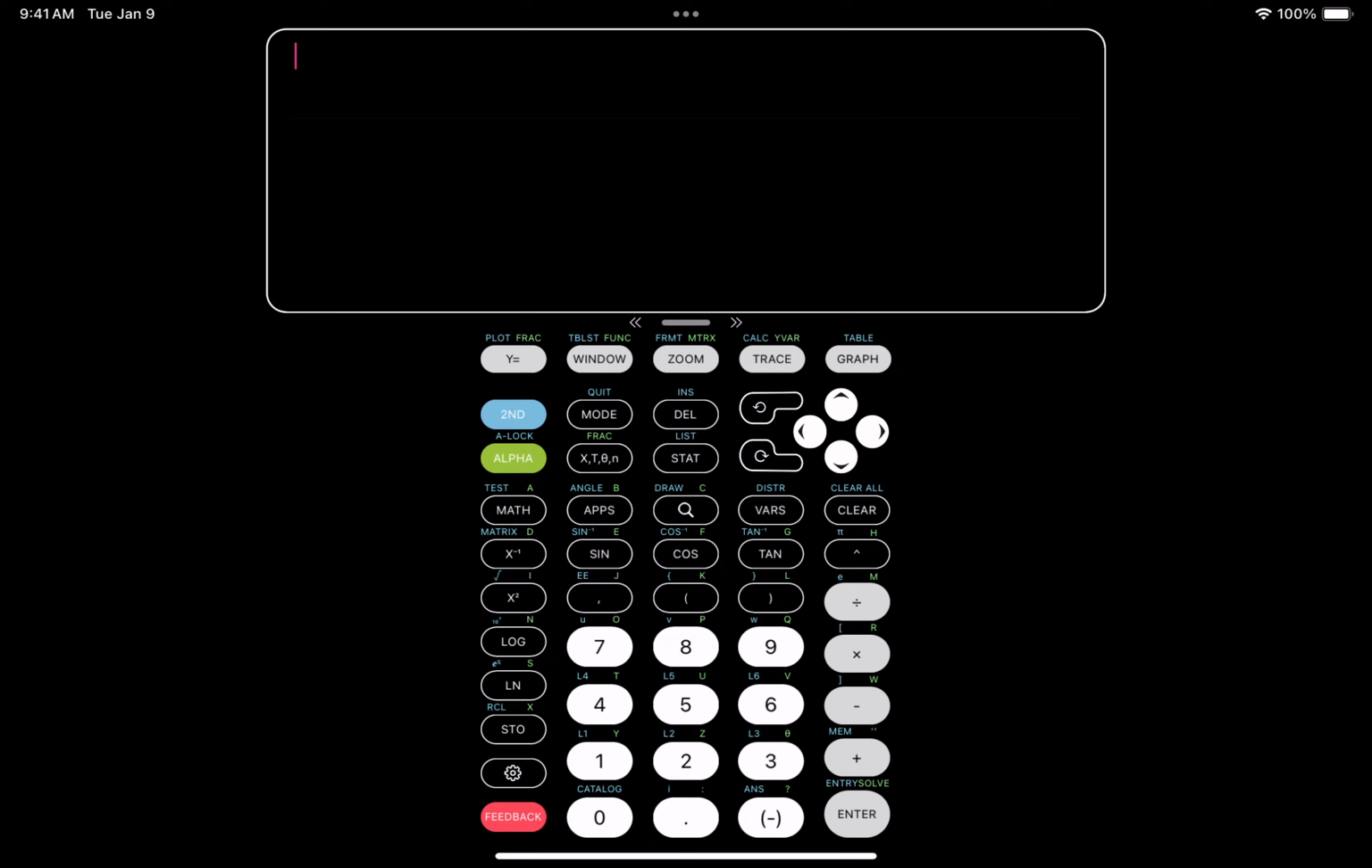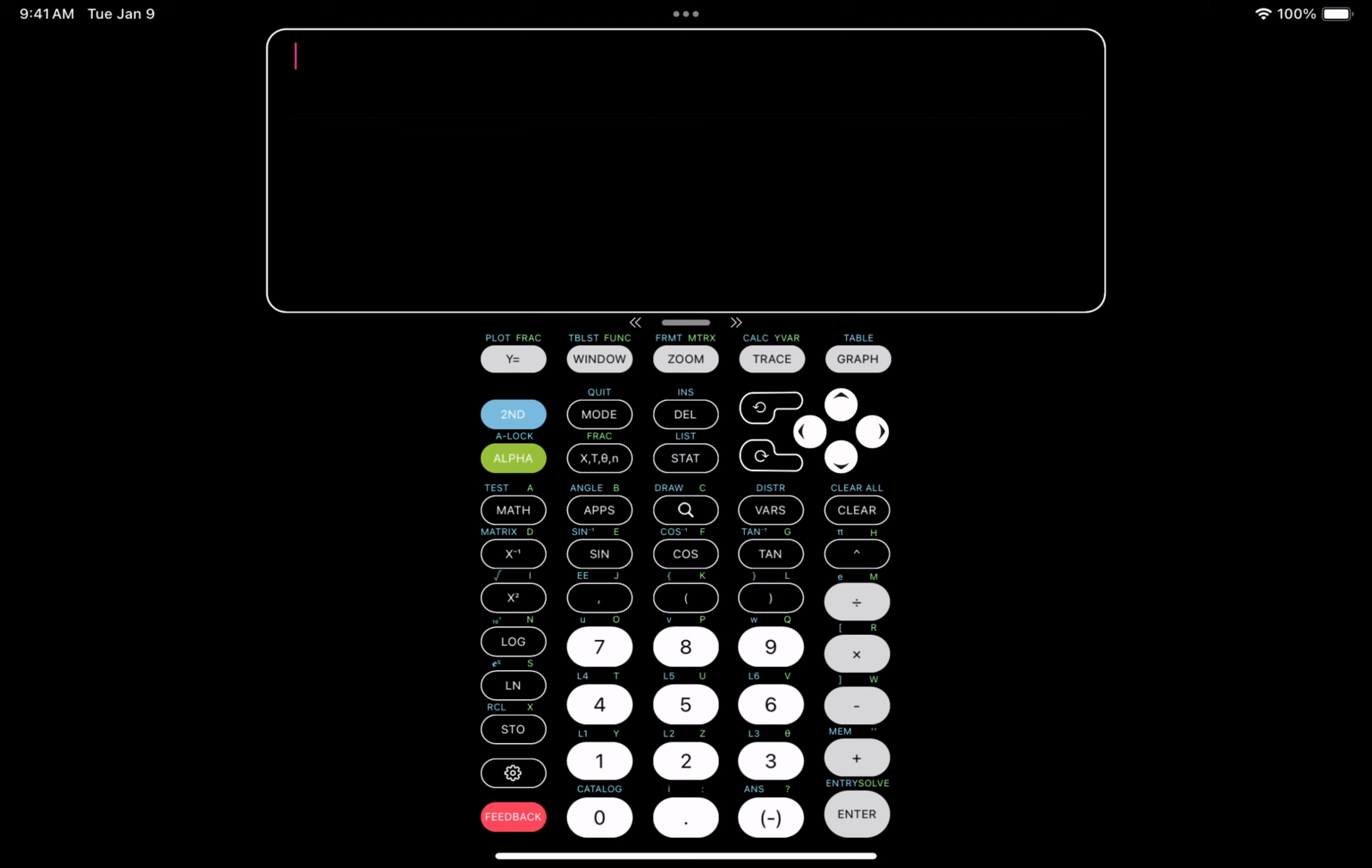Sorry, I don't have the exact calculator. I don't have my program here at home that emulates the calculator exactly, but this is actually really close. This is a free app, by the way, Calculate 84, I think the name is. It's free on the App Store.